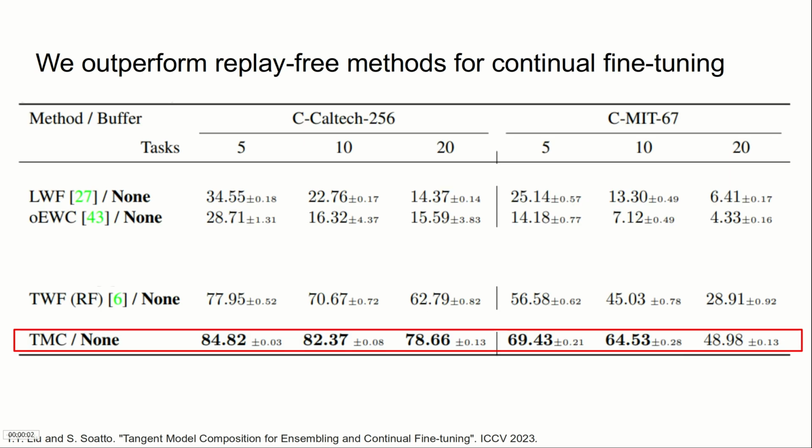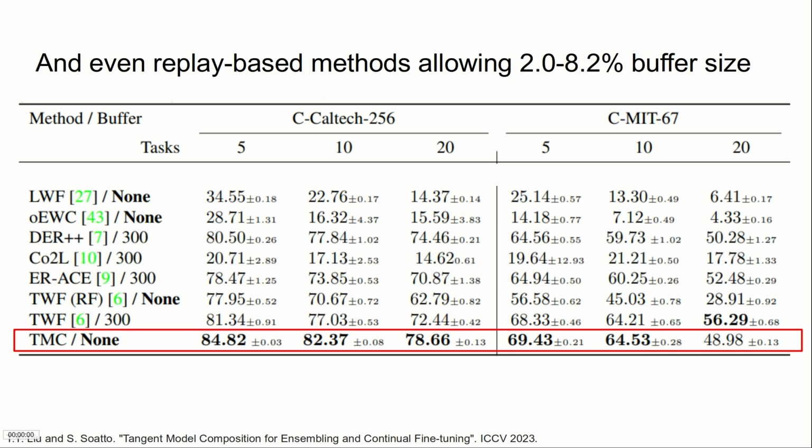We show that tangent model composition outperforms recently published continual fine-tuning methods almost uniformly on each continual fine-tuning setting: task incremental, class incremental, and data incremental, on a total of 13 experiments across 3 benchmark datasets, despite not using any replay buffer. Our method even outperforms replay-based methods, where we allow for a buffer size of between 2.0% to 8.2% of the fine-tuning dataset.